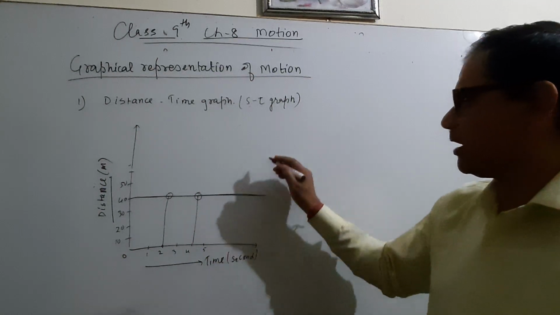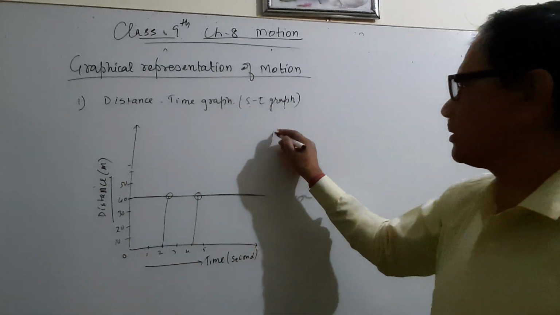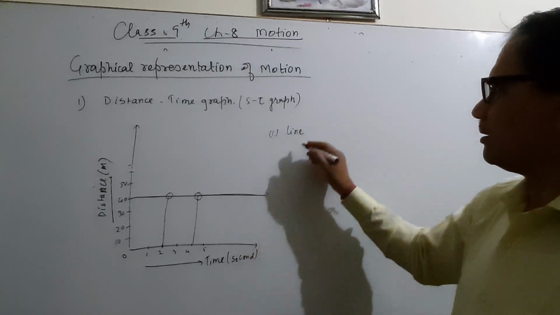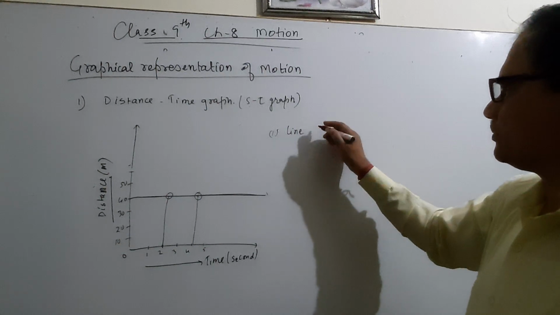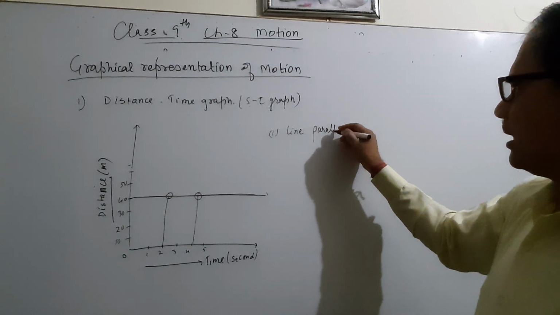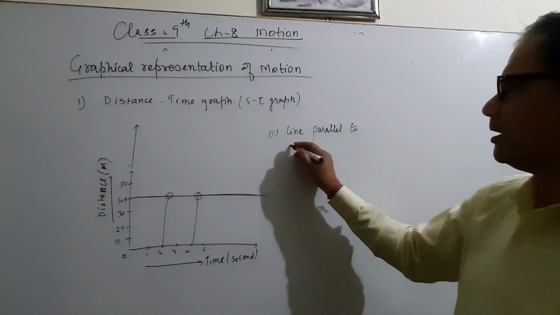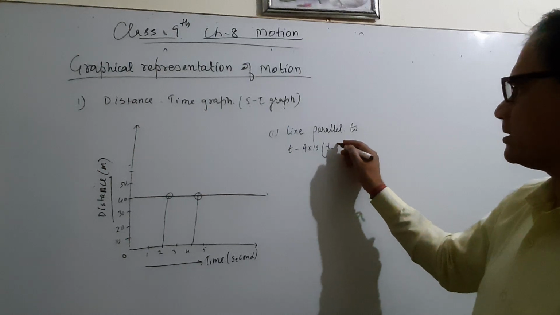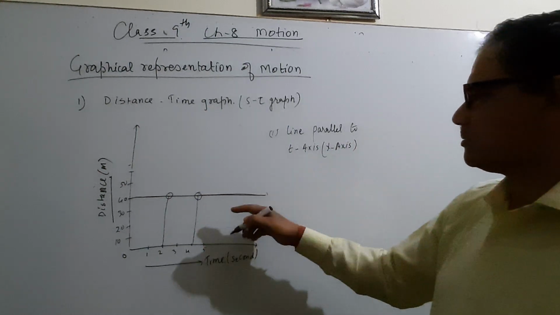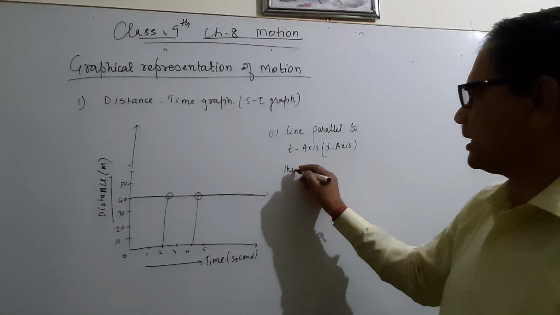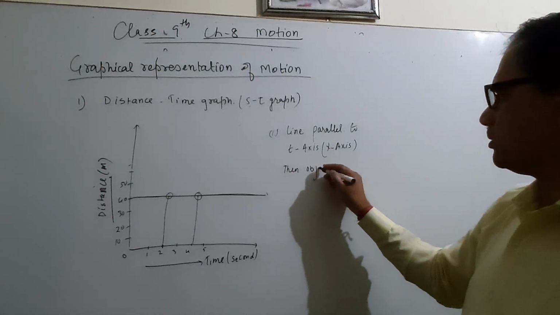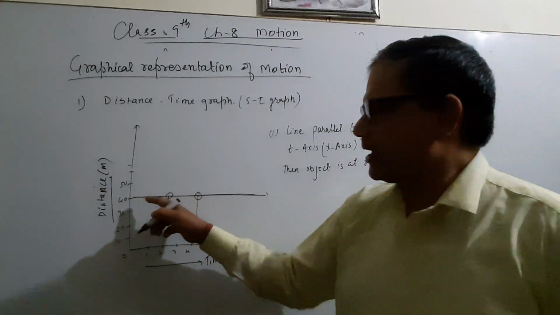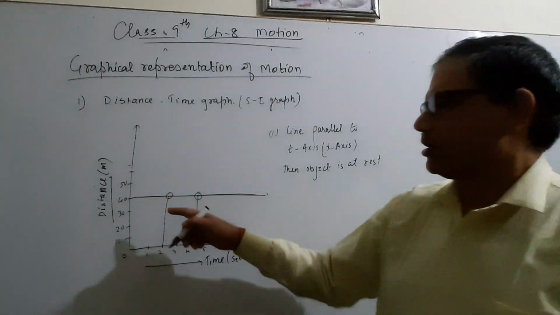The object is at rest. If the line or graph is parallel to which one? The time axis, parallel to the T axis, meaning the horizontal x-axis, then the line shows the object is at rest. This indicates the object is at rest in the ST graph.